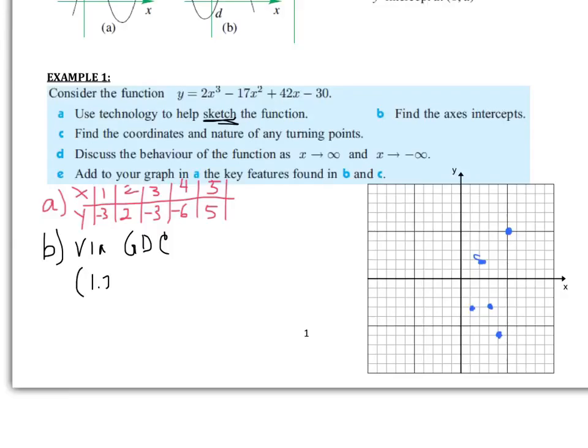The first one is at 1.270. The second one is at 2.50, and the third one is at 4.730.